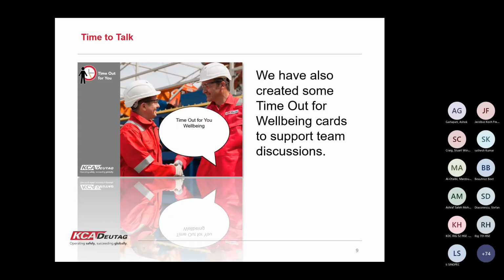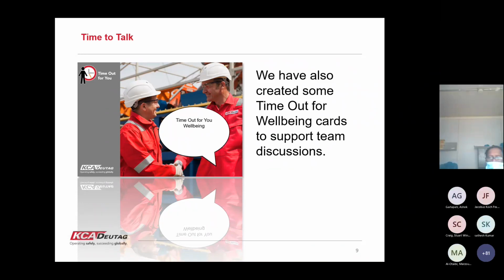We also created some timeout for well-being cards to support team discussions. So as a continuation of these smiley faces, yeah, we understand that people who stayed on the rigs for months and months need to be somehow supported by each other, because we cannot do it from our office. And we give them prompts on how to behave, what they can do during these situations, let's say, to improve their well-being. So we have developed a number of cards. I will show you later.